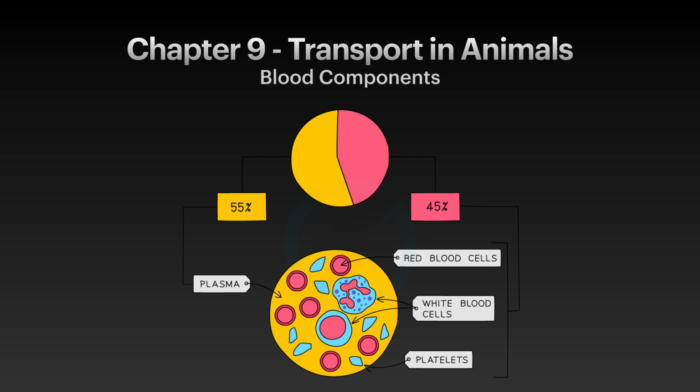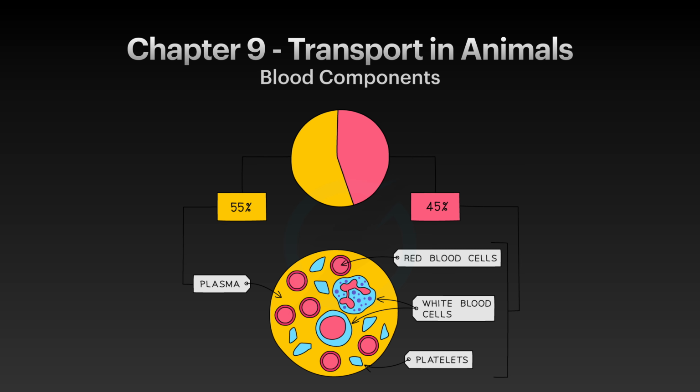It is a pale yellow fluid that transports dissolved nutrients like glucose, amino acids, and minerals, carbon dioxide from respiring tissue to the lungs, urea from the liver to the kidneys for excretion, hormones from endocrine glands to target organs, heat energy for temperature regulation, antibodies and antitoxins, and fibrinogen for blood clotting.